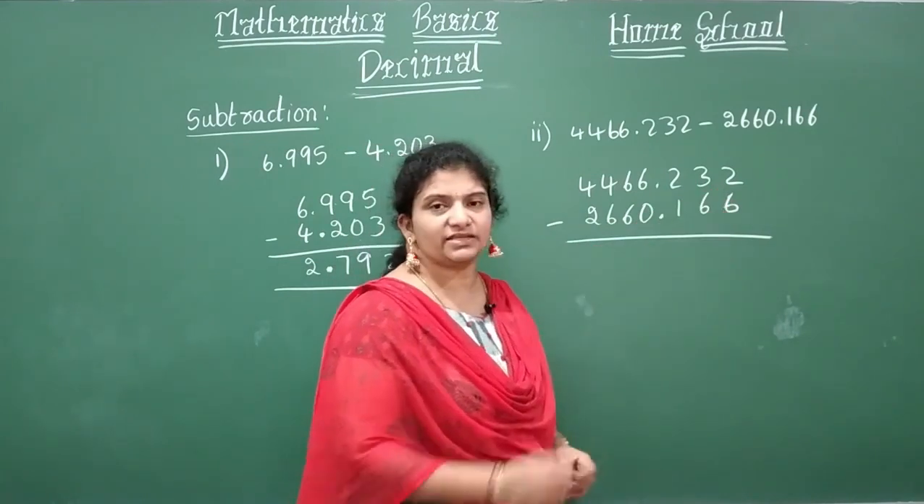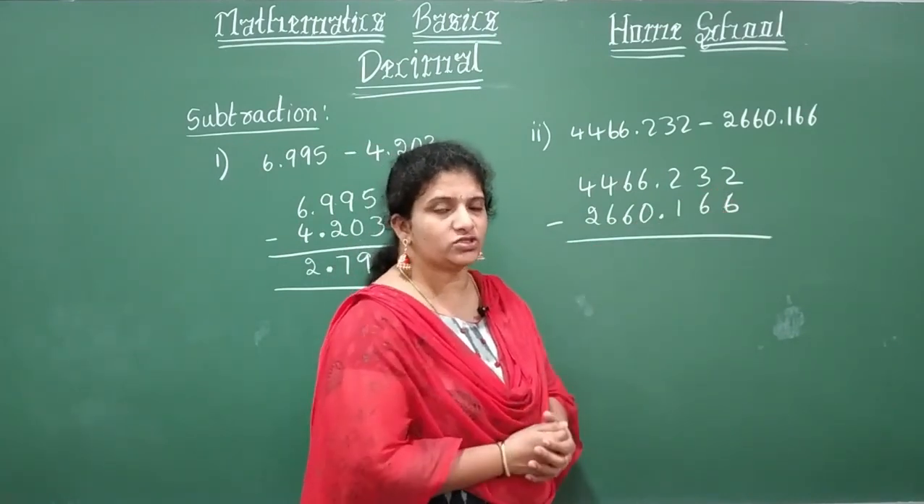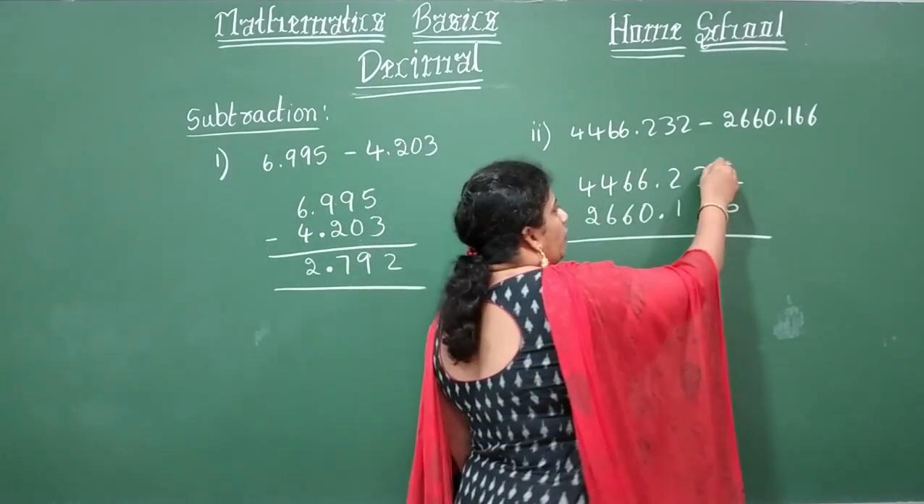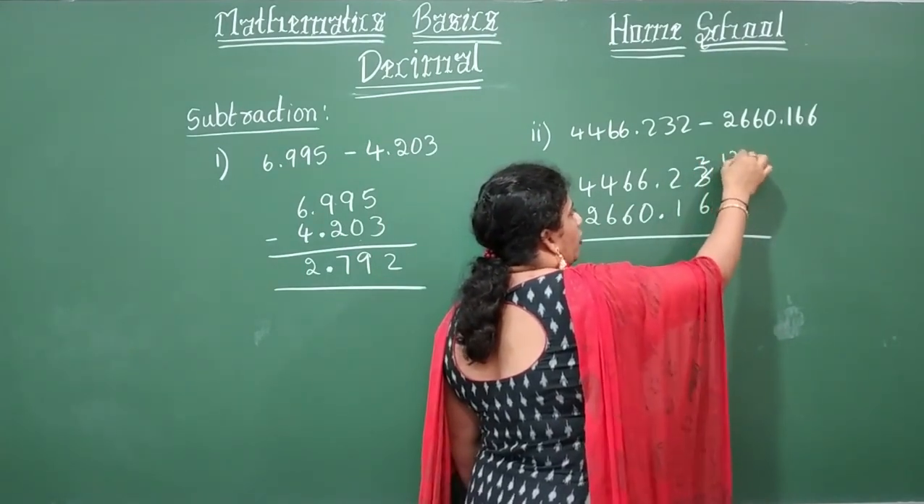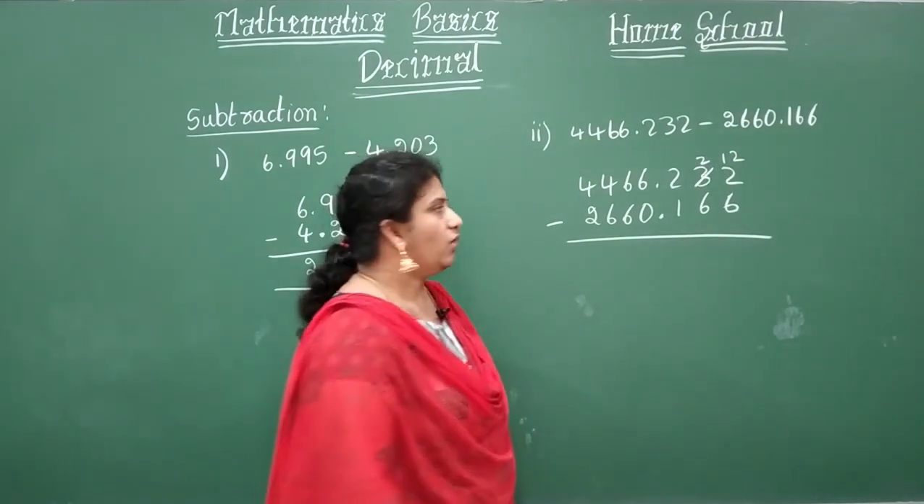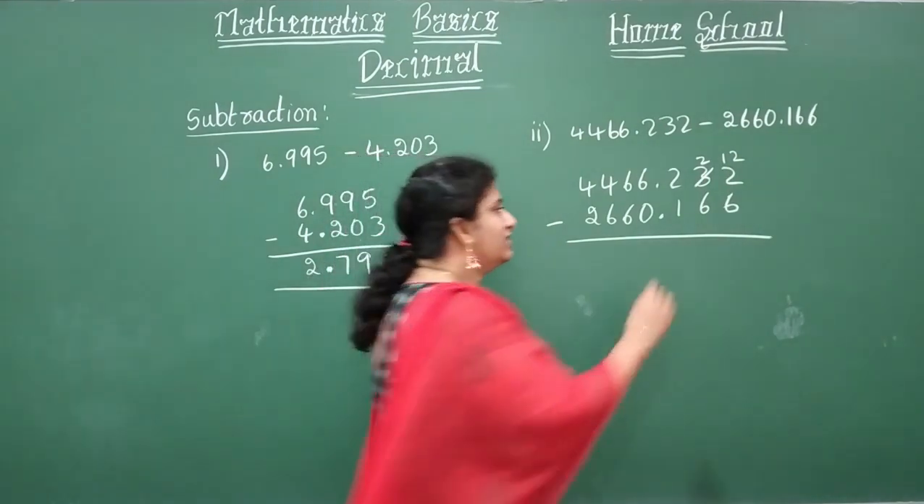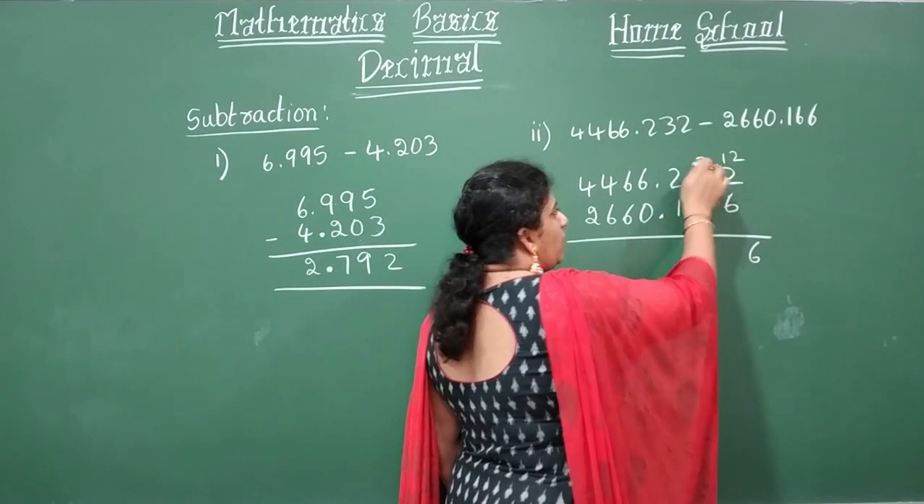Into, can you subtract 6? No, we cannot. So what we need to do? We need to take a borrow, make 3, it becomes 2. And now 1, if you take borrow, it will become 12. What is 12 minus 6, children? 6 it is.